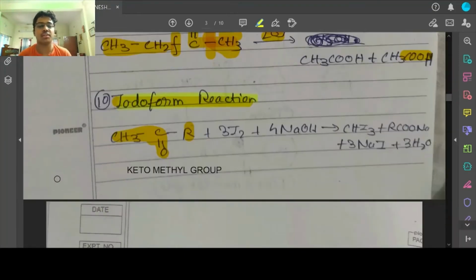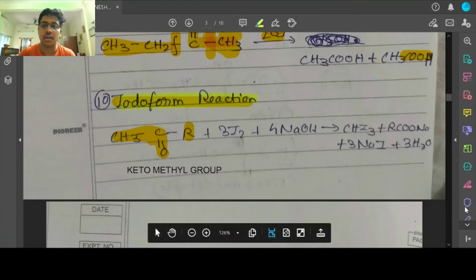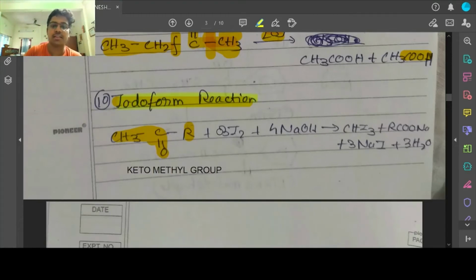So C double bond O CH3 is a ketomethyl group, and it is the main criterion for a compound to undergo the iodoform reaction. So this ketomethyl group, or any ketone, right? Any ketone here plus 3I2 plus 4NaOH gives CHI3. This is iodoform. RCOONa, 3NaI and 3H2O. This is a balanced reaction.